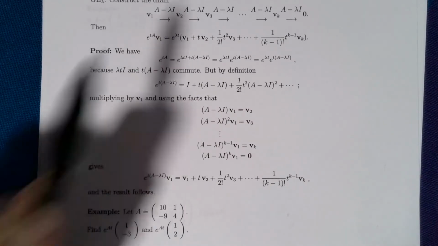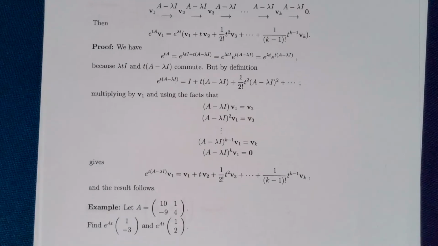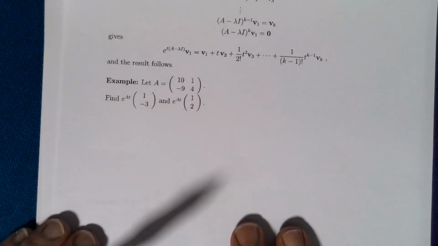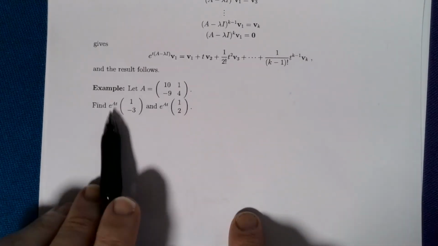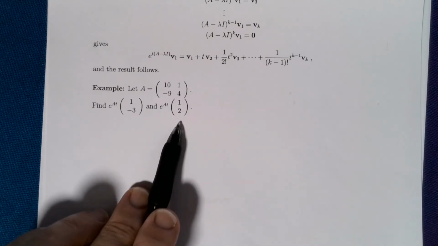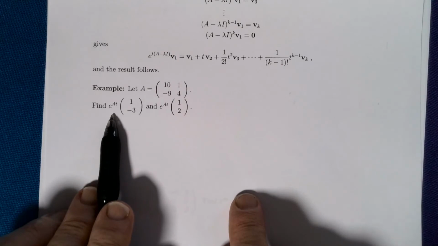Well, again, best to see this by example. So we'll have a look at an example here. We're going to take the matrix A, which is 10, 1, minus 9, 4. I'm going to multiply e to the At by (1, minus 3) and by (1, 2), without ever calculating what this matrix is. So here's an example of that.